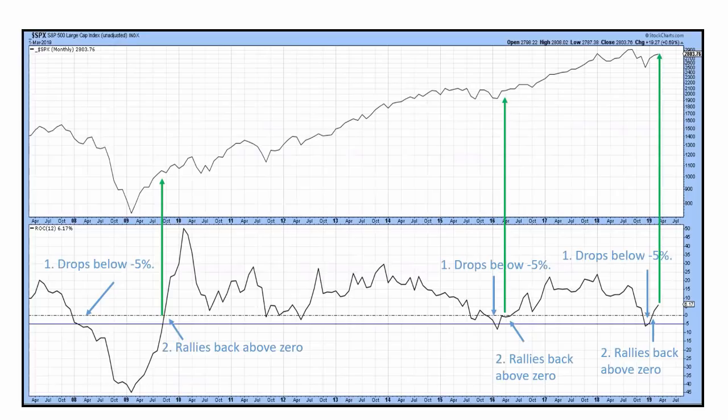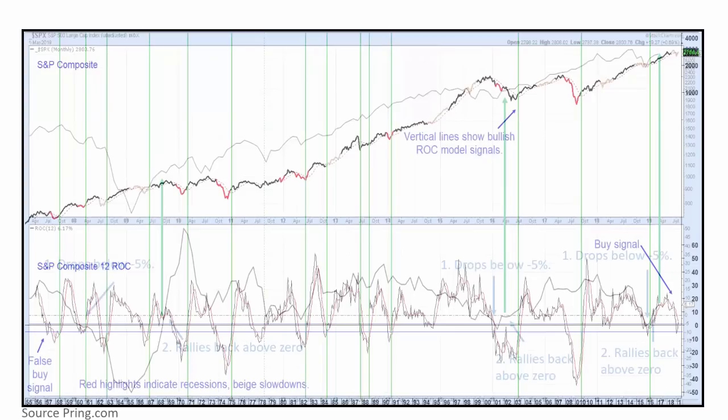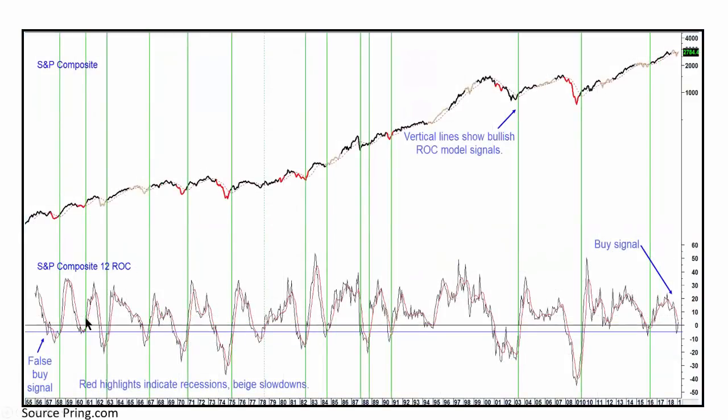And as you know, Greg, I like to go back a lot further than 10 years in my research because these could be quirks. So let's take a look at the longer term chart. We're looking at the same approach here. We're looking at the 12-month rate of change in the bottom panel, and the S&P composite in the upper panel. And the green vertical lines tell us when we've broken below the 5% level and crossed back above zero.